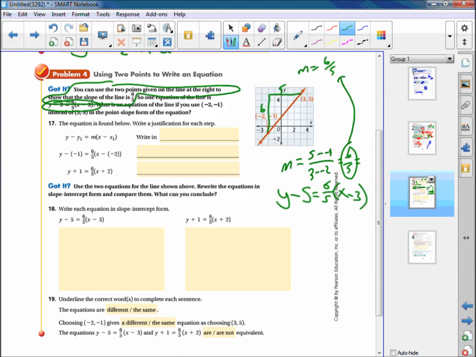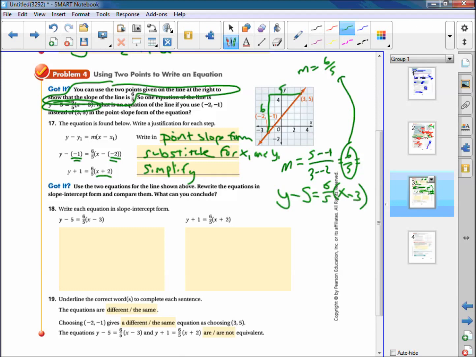But we're asked, what if we wanted to use the other point? Instead of 3, 5, we use negative 2, negative 1. How would we do that? Well, first we would write it in point slope form. Then we would substitute in for x1 and y1. So in place of y1, we put negative 1, and in place of x1, we put negative 2. Notice we still have the subtraction there. And then we'd simplify. Y minus y1 would be y plus 1. And inside the parentheses, x minus negative 2 would be x plus 2.